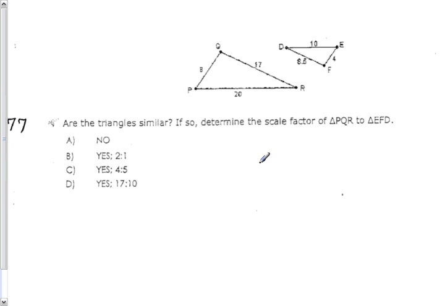All right, question 77. If triangles are the triangles similar? So that's what we're trying to determine first, is yes or no. And if so, determine the scale factor of the triangles. Now, scale factor, remember, similar triangles are two triangles where the corresponding parts are that many times bigger by the same scale factor. So if one side doubles, all the other sides that correspond to the respective figure will double. And you can't have one double, one triple, and one quadruple. That would not be a similar triangle.